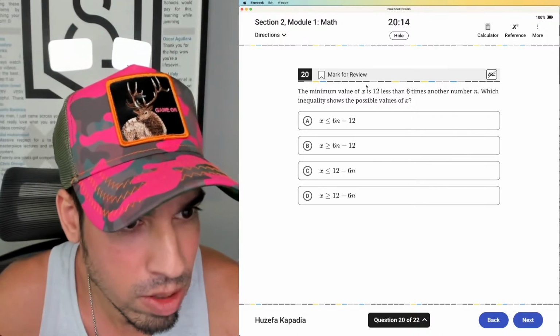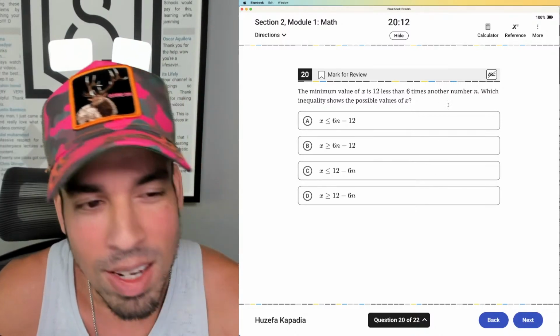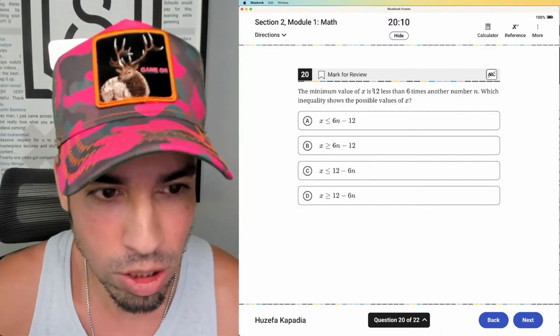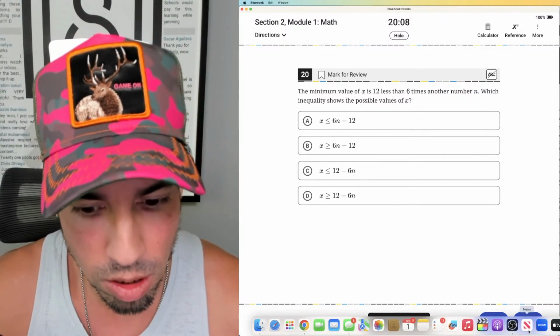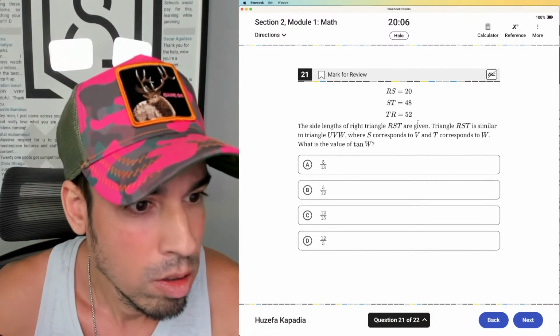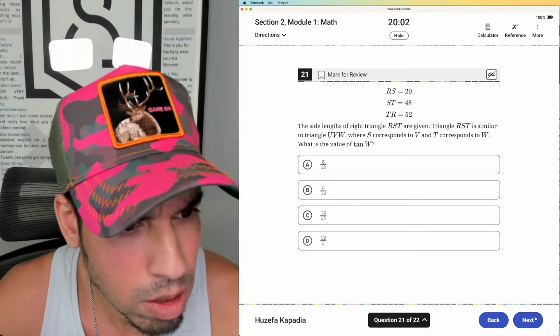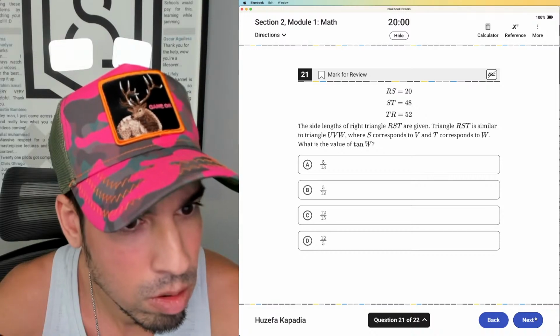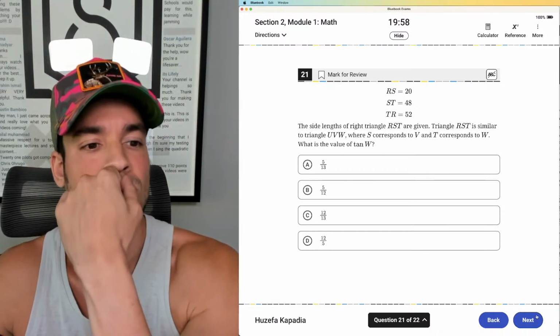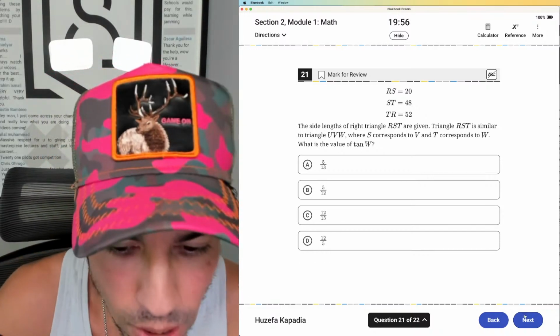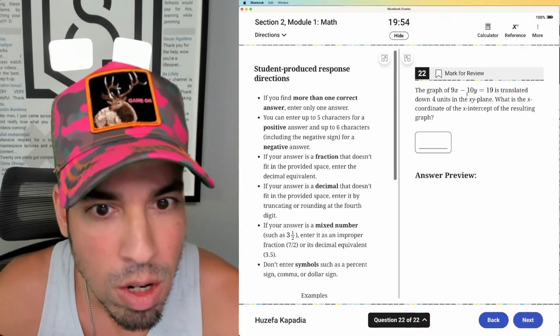Number 20, the minimum value of x is 12 less than 6. This is kind of interpreting the equation. Desmos is not really going to help you, so we're going to skip that one. Desmos isn't going to help you with this either. Oh, wait, would it help you? Nah, I don't think you can hack this one with Desmos.